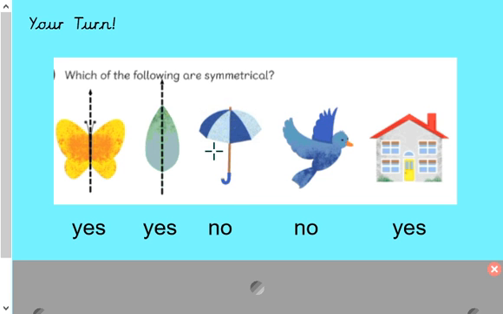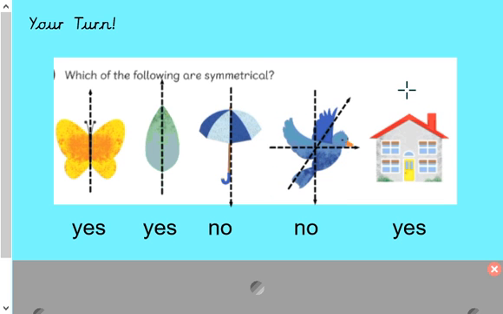Now, the umbrella is not symmetrical. If I was to draw a line down through the middle here, you can see that it looks different on this side of the line to on this side. So that cannot be a line of symmetry. And if I draw the line across or diagonal, it still wouldn't have a line of symmetry. The bird, again, not really. It doesn't matter which way round I look at it. The bird is not symmetrical in any way, shape or form here. So that one would be a definite no.